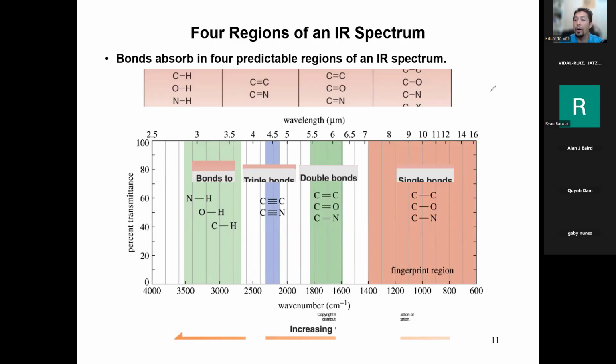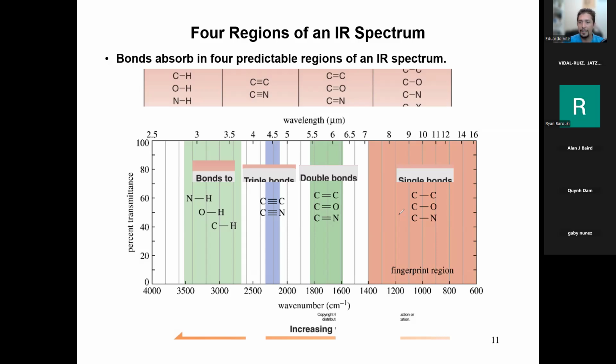Remember, single bonds are weaker than double bonds. Double bonds are weaker than triple bonds. So the single bonds are going to have lower wave numbers than double bonds, and the double bonds are going to have lower wave numbers than triple bonds. And then the polar bonds are even stronger. So those, even though they are single bonds, they're polar. The polarity gives them more strength. And so those are going to have generally the highest wave numbers of them all.